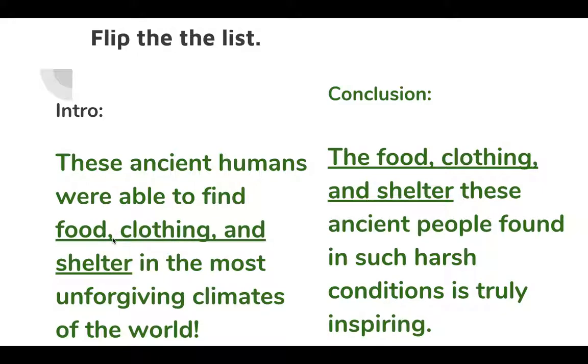The way I changed it is, instead of leaving it in the same spot, I moved it from the middle to the beginning. And so in my conclusion, it now says, "The food, clothing, and shelter these ancient people found in such harsh conditions is truly inspiring." So just by moving the list to the front and then finishing the sentence, it also motivated me to change up the words at the end, so that now I have an intro and a conclusion where my roadmap sentences are fairly different. But you can make them even better, even more different by doing this.